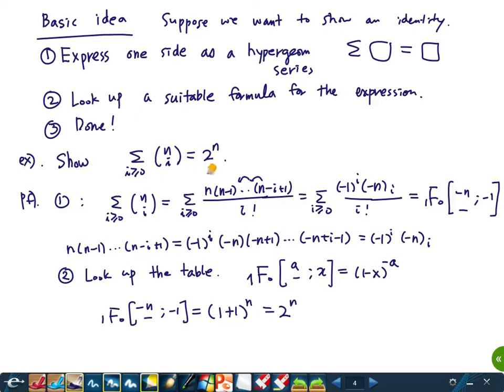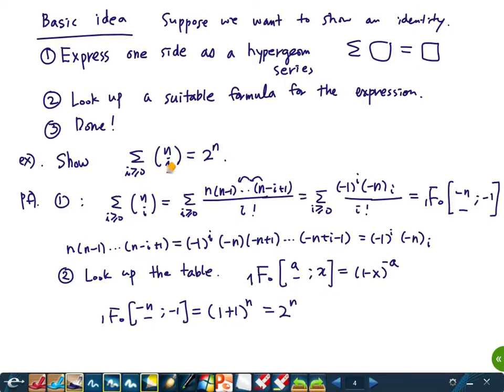So if you took a class like discrete math or combinatorics, you have seen many identities using binomial coefficients. They are, in this way, kind of trivial to prove. They can all be proved like this. So very, very powerful. So now whenever you meet a binomial identity involving binomial coefficients, you can try this kind of idea.